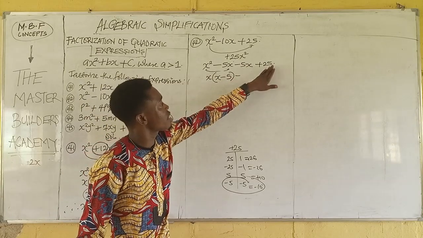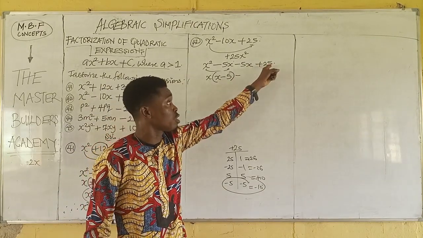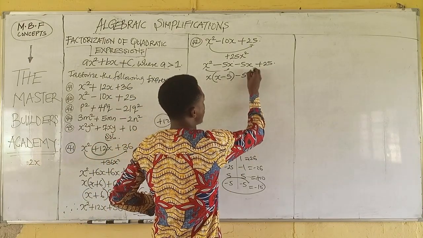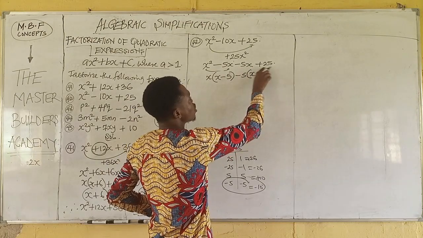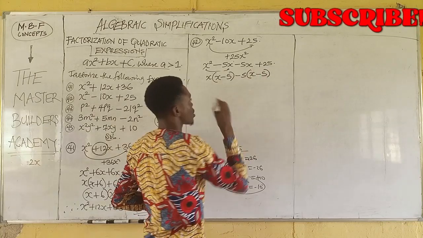Now, between this term and this term, x is not common, right? But 5 is common. 5 can divide itself and 5 can also divide 25. 5 is a factor of 25. Therefore, 5 is common. Put down 5. Now, 5x divided by 5, we have x. And 25 divided by minus 5, we are going to have minus 5. It's as simple as this.